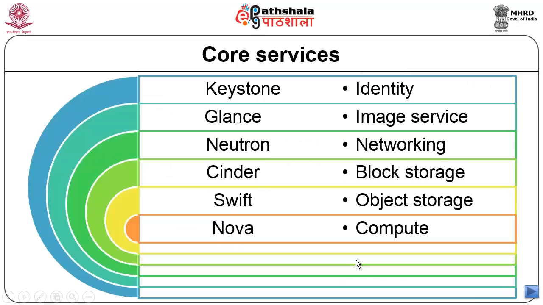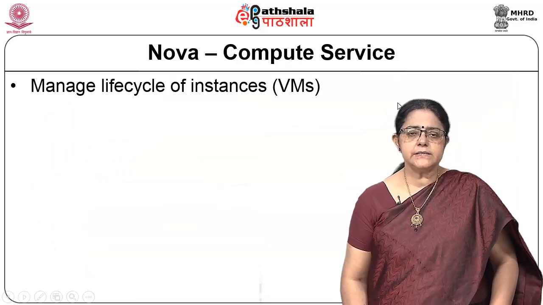So, these are the 6 core services that we are using in OpenStack. The first one is the Nova. This is the main central core service. This is the compute node, and then we have Swift, which is the object storage. Then we have Cinder, which is a block storage. Then we have Neutron, which is the networking mechanism. Then we have Glance, which is the image service, and finally we have Keystone, which provides the privacy and security.